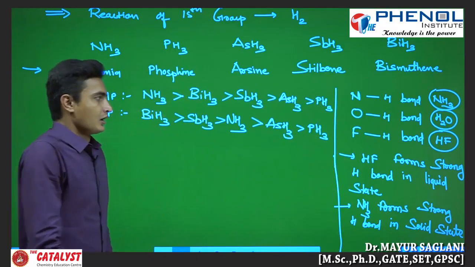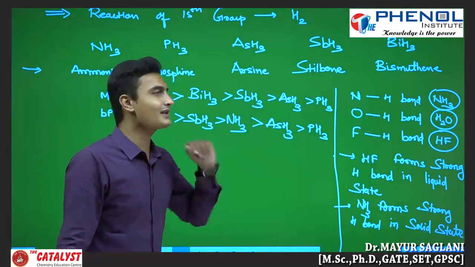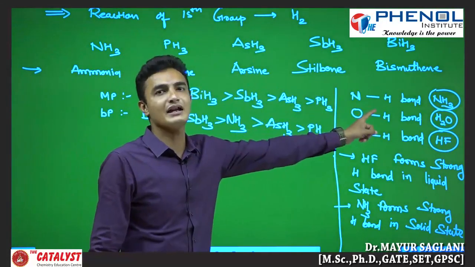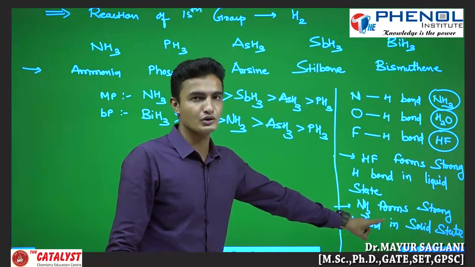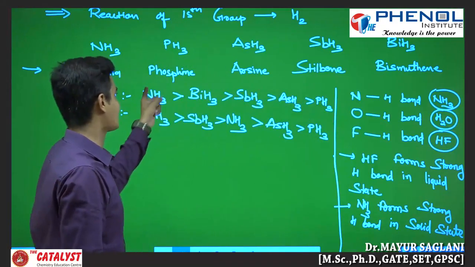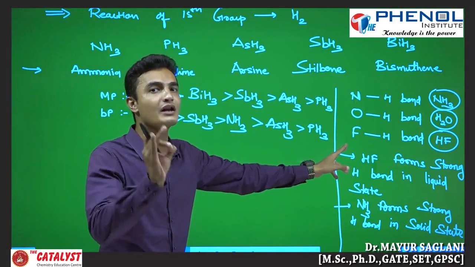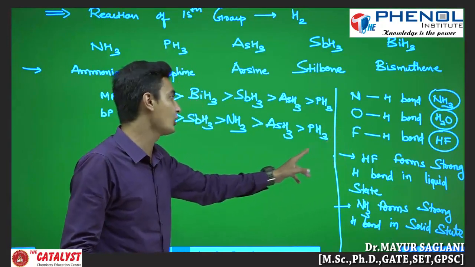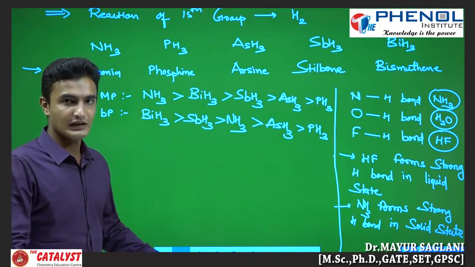So the general order, if it is top to bottom increases, then nitrogen should be at the last. But in the solid state nitrogen forms strong hydrogen bond, that's why its melting point is highest, and in the liquid state it is not forming the strongest hydrogen bond, and that's why its boiling point is between antimony and arsenic. Are we clear up to this?